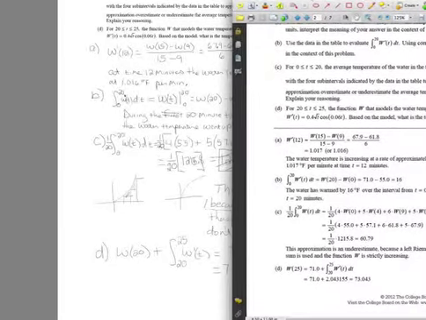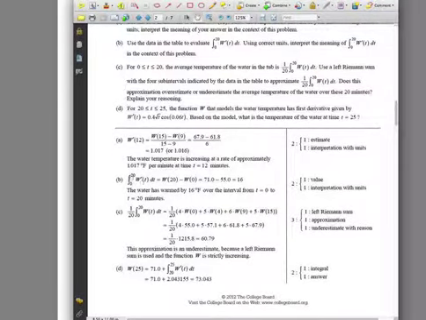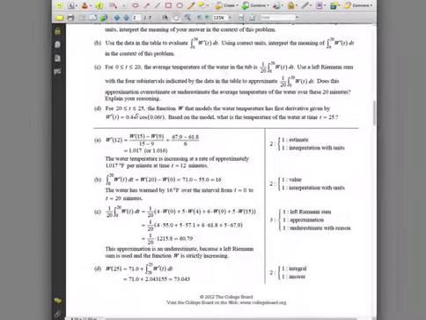Part B, they said integrate the derivative, exactly what we got, W20 minus W0, 16. The water has warmed by 16 degrees over the interval from time 0 to time 20. 2 points. Part C, exactly what we did. And they got 60.79, which seems familiar. Yep, that's what we got.